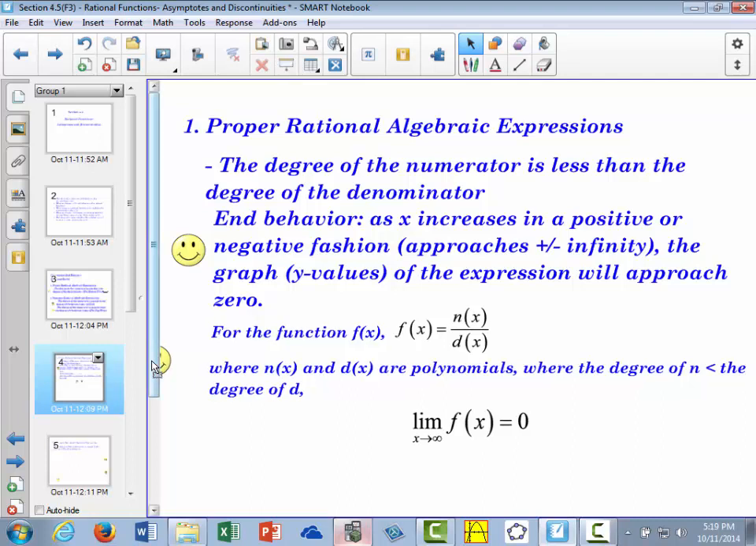And what we say is that for this function f of x, which is defined as a polynomial over a polynomial, where the degree of the numerator is less than the degree of the denominator, we use this notation here to describe it. We say the limit of the function, or of the y values, as x approaches infinity, the limit of the y values is 0. Our expectation is that this function will trend towards 0.